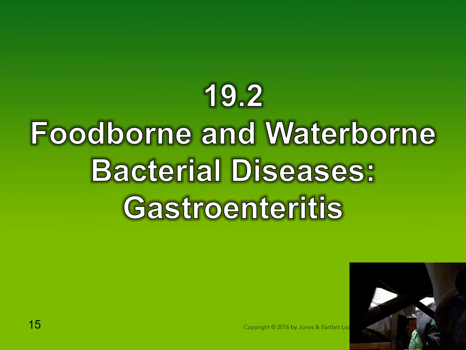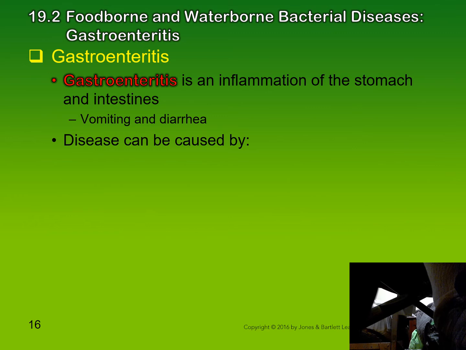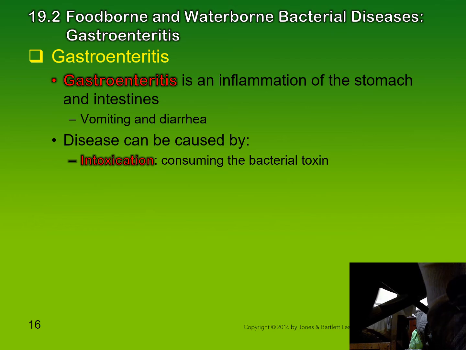Okay, foodborne and waterborne bacterial diseases, gastroenteritis. Gastroenteritis is simply defined as an inflammation of the stomach and intestines, most commonly seen with vomiting and diarrhea. Diseases can be caused by intoxication, which means you're consuming the bacterial toxin. And in the case of bacterial intoxications, you don't have to have the bacteria present, just as long as their toxin is present.